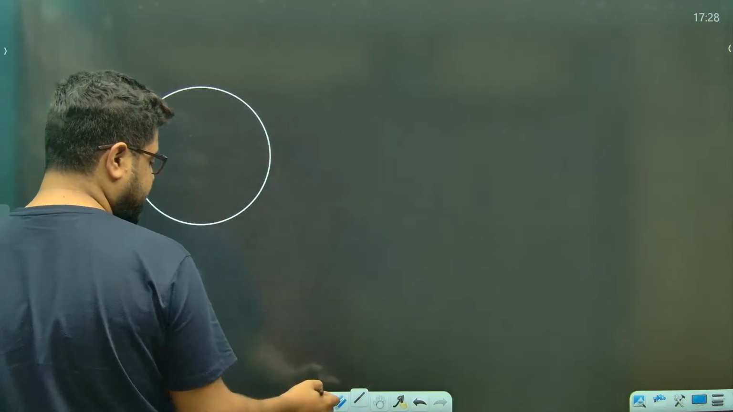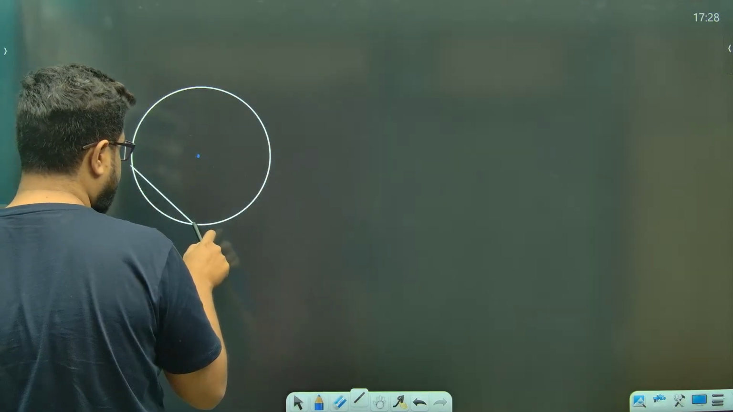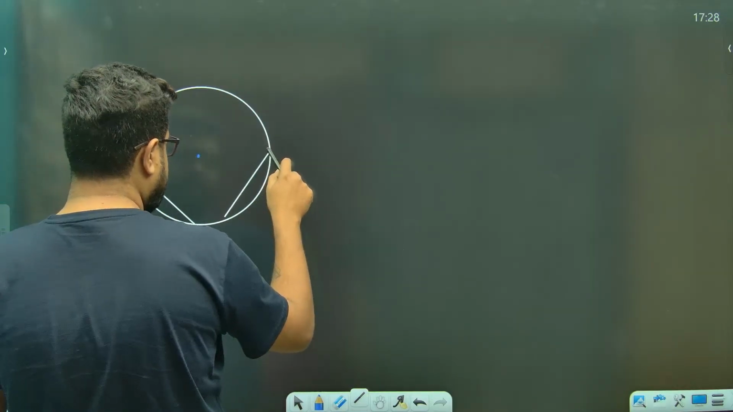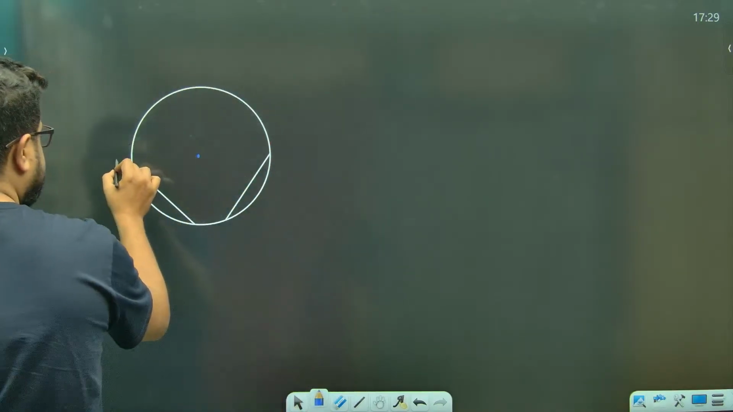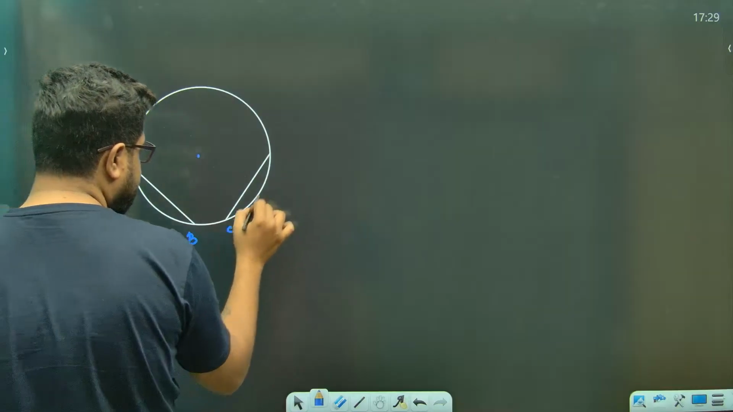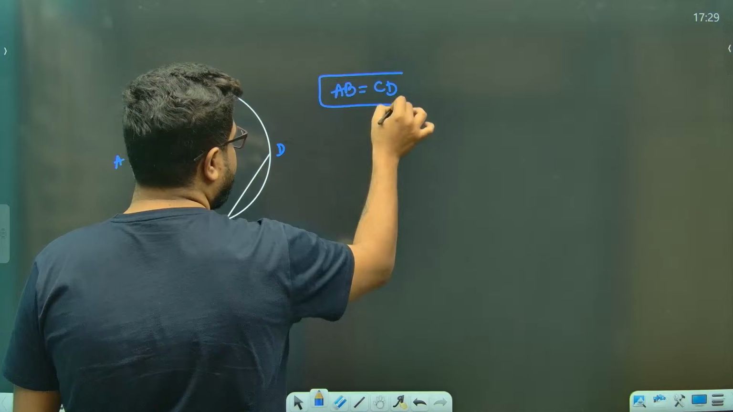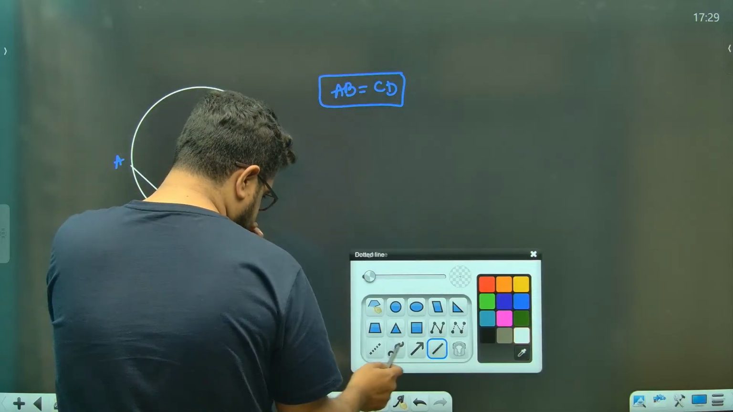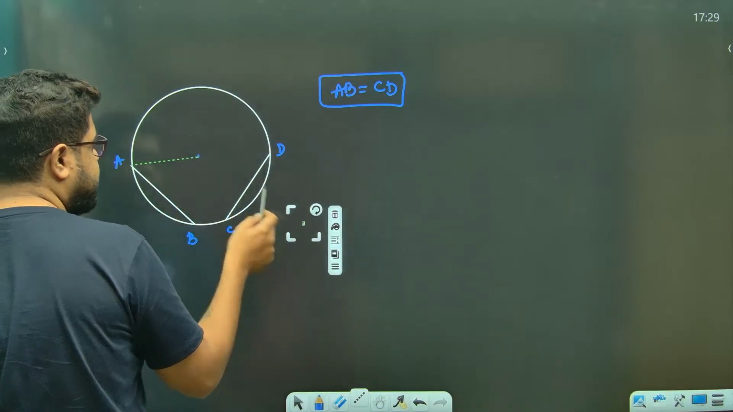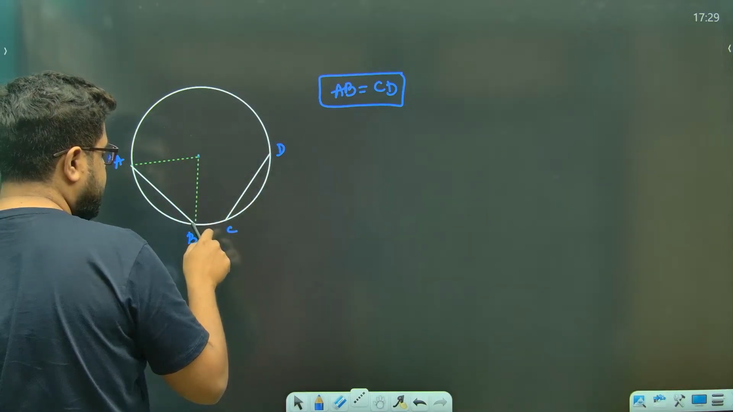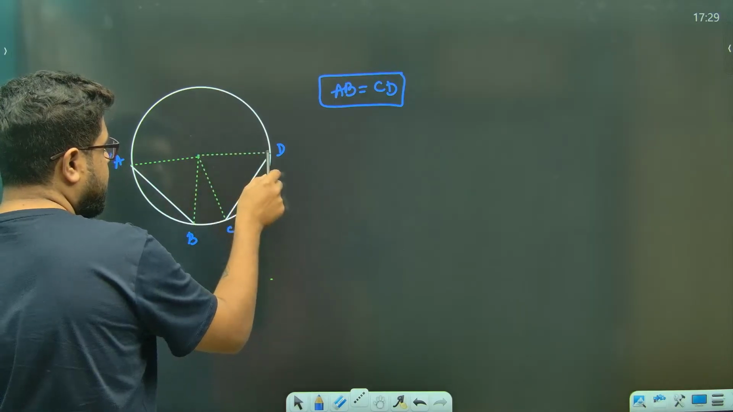So this is your center. This is, for example, a center. So this is one chord like this. Let's say there is another chord like this. And the logic is, if I say this is chord AB and this is chord CD, you have been given that AB is equal to CD. Now what they are saying is, if you take the angle that is made by this particular chord in the center, an angle that is made by this particular chord in the center.